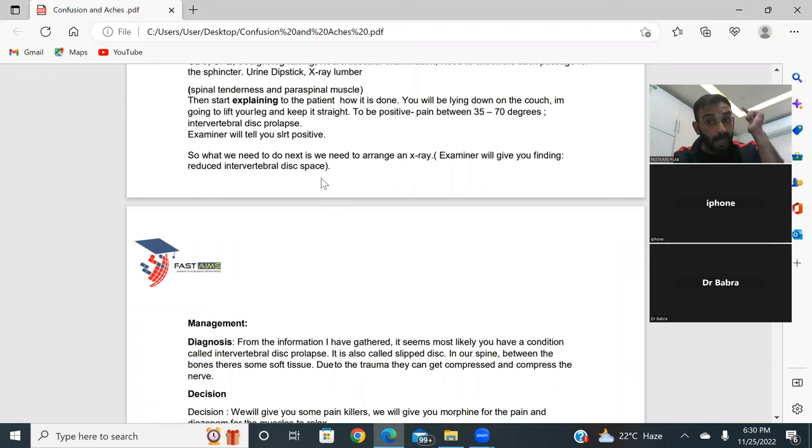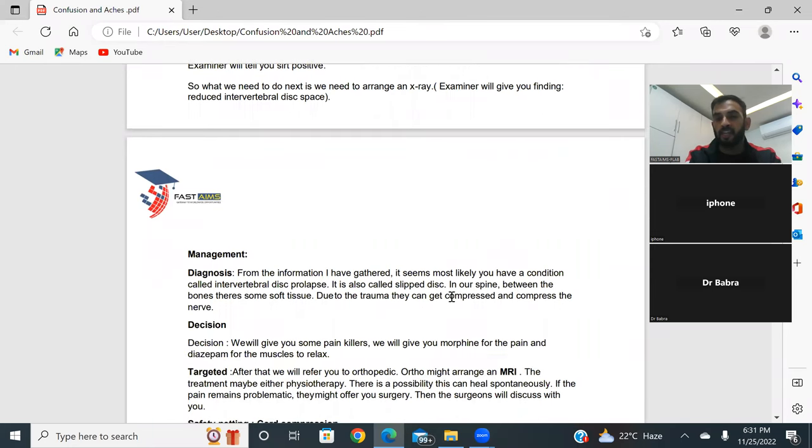But when you are asked for X-ray lumbar spine region, then the examiner will say this to you: reduced intervertebral disc space. Then you will be explaining that what you have told me, you were playing the rugby and you were hit by some other person and you were having pain and this symptom. And we did some investigation, examination, and there was a tenderness over that. And the X-ray shows this, it looks like you are having an intervertebral disc prolapse. Also called slip disc. And explain this in our spine, because you need to explain this to the patient, okay?